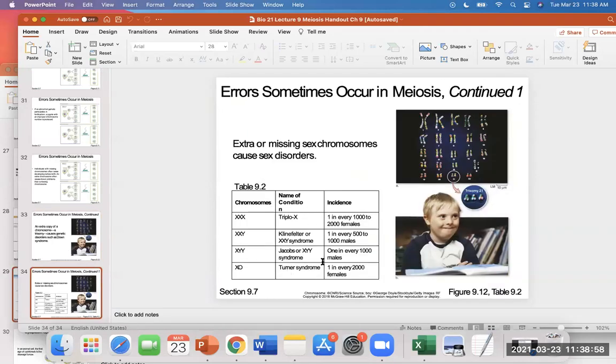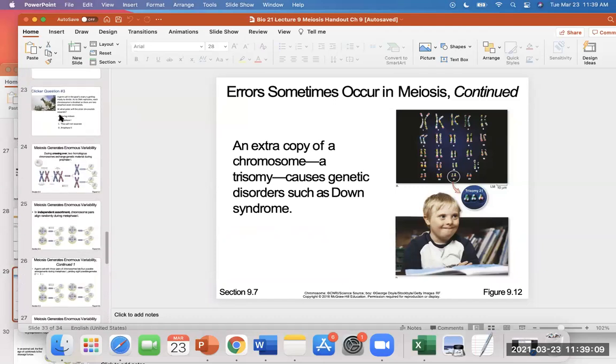I don't expect you guys to memorize this table, so don't worry about that. And then if you have an extra number 21 chromosome, then that's Down syndrome. So that's the one we talked about. Any questions on chapter 8?